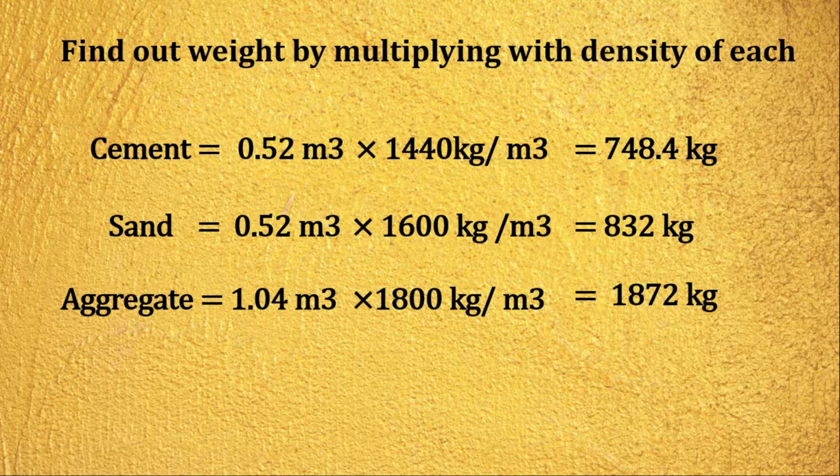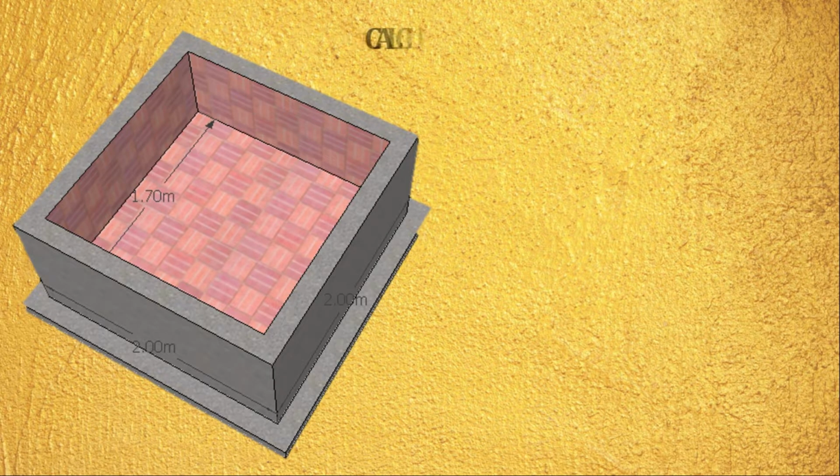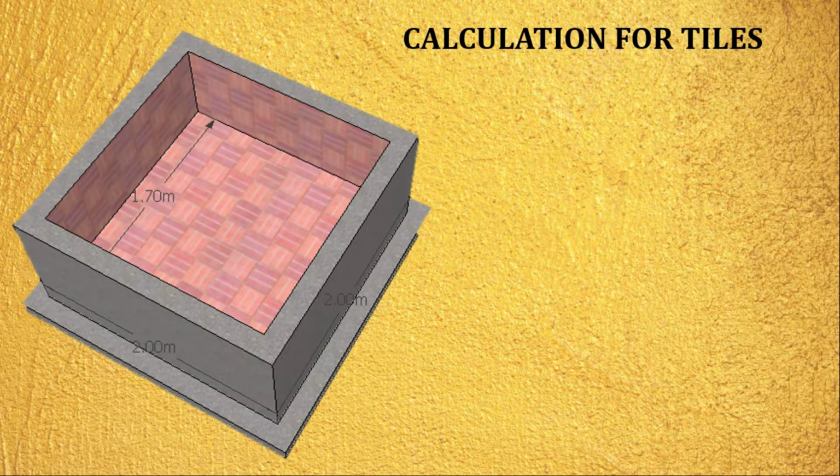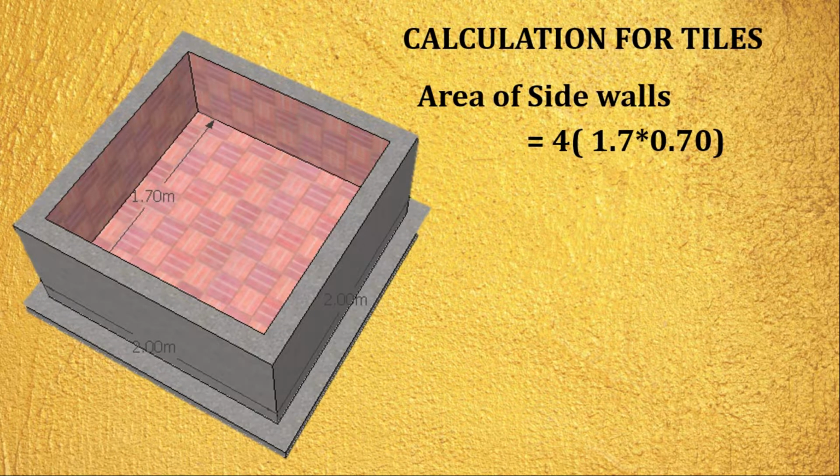So this is the way by which you can estimate the amount required of cement, sand and aggregate for any structure by just calculating the volume. Now for the calculation of the number of tiles required, first you need to identify the area. We have four sides of 1.70 meter, and for all four sides the height is 0.70 meter. To calculate the area it will be 4 multiplied by 1.7 multiplied by 0.70, so the area that we are getting is 4.76 meter square.